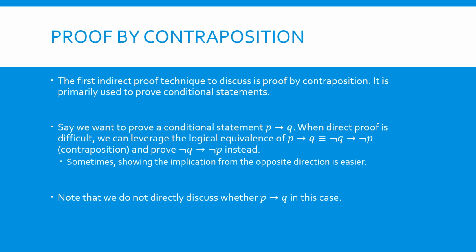Here, instead of inferring Q from P, we will try to infer not P from not Q. And in some cases, the second task could be easier. Note that the second task does not directly infer Q from P. Therefore, it is an indirect proof.